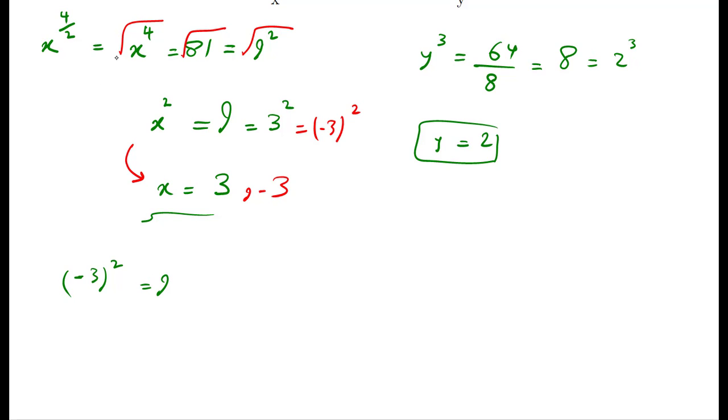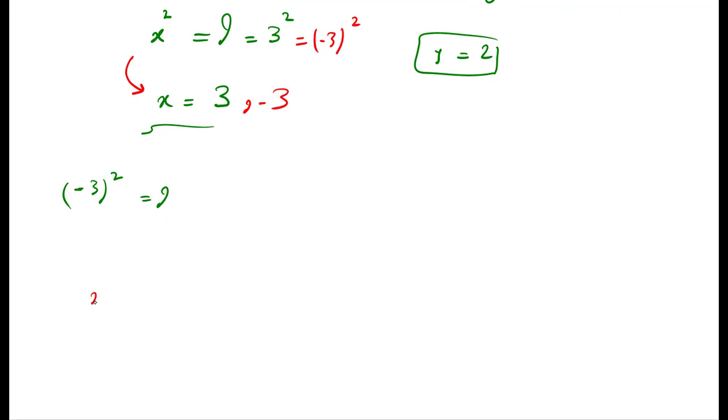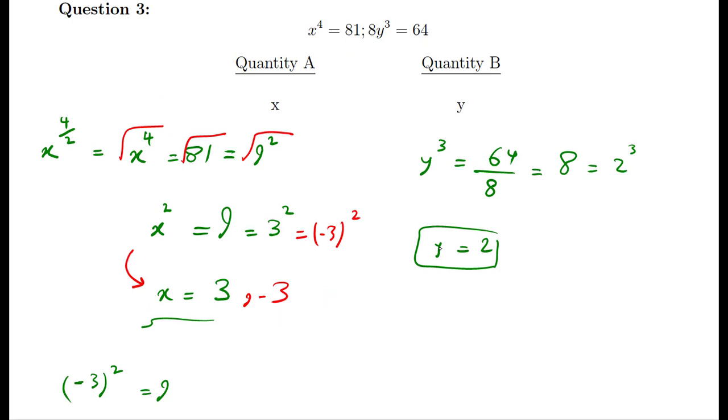Always take care when you are taking an even root, for example, the fourth root or second root, or for example, sixth root. The root can be positive or negative. For example, if you say that 2 to the 6, you know that it's 64. Also, you can say that minus 2 to the 6 is also 64, because the minus is multiplied in even numbers. So in here, you cannot say which one is bigger. So your choice is D.